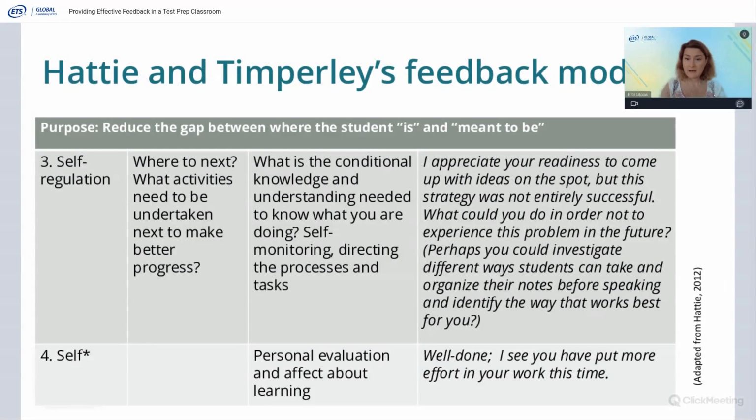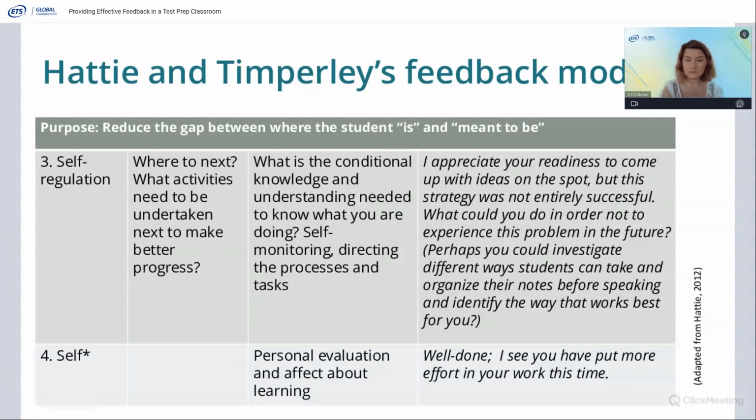Okay. Now let's look at self-regulation. So where to next? What activities need to be undertaken next to make better progress? What is the conditional knowledge and understanding needed to know what you are doing? And it's also about self-monitoring, directing the processes and tasks.